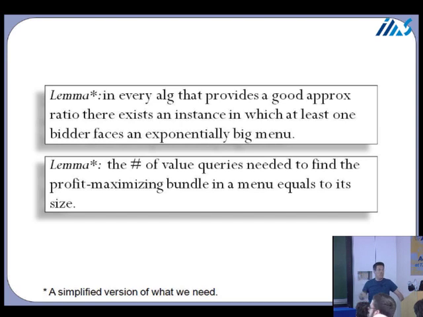So we have these two lemmas. In other words, one bidder faces an exponentially big menu, and optimizing over this exponentially big menu requires exponentially many value queries. For the lemma, what do you mean, the menu has to be represented by an exponential number of bits, or it just has a price for exponentially many bundles? There are exponentially many bundles in which the price is not infinity.